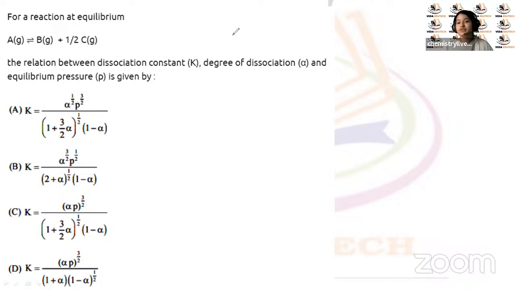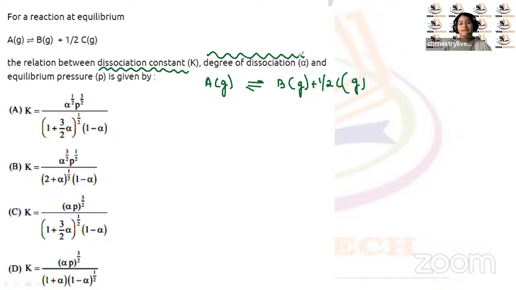Okay, children. I hope you all would have done that. Now, what is given to us here? It is given that there is a reaction, A ⇌ B plus C to the power 1 by 2. The relationship between dissociation constant K and degree of dissociation alpha, right? We want that relationship. So basically A is undergoing some dissociation into B and C.